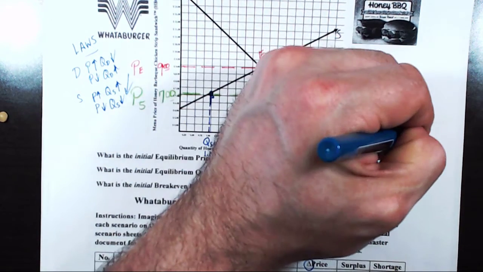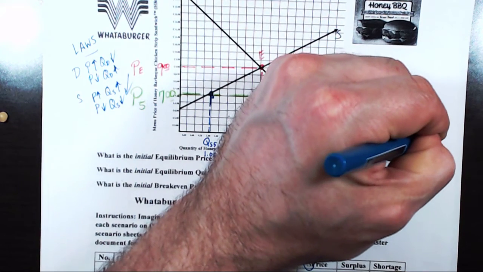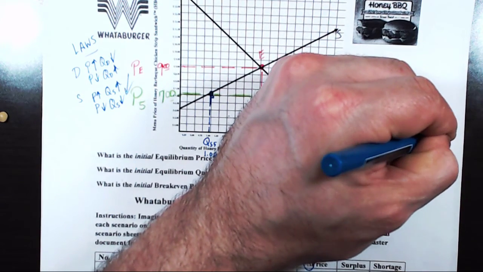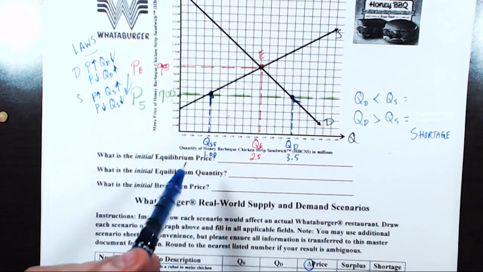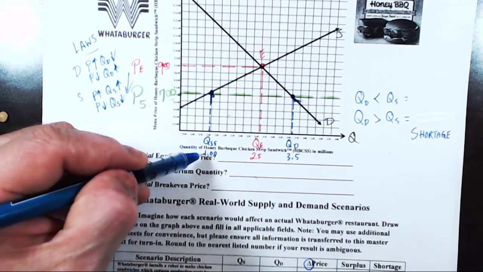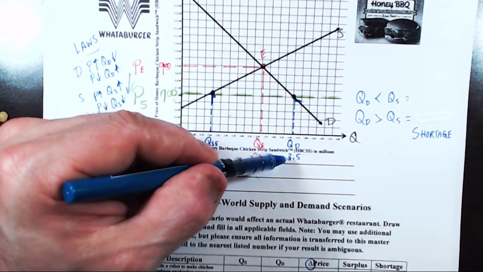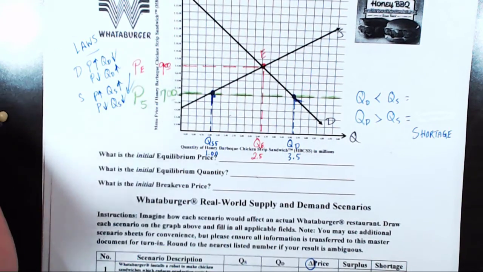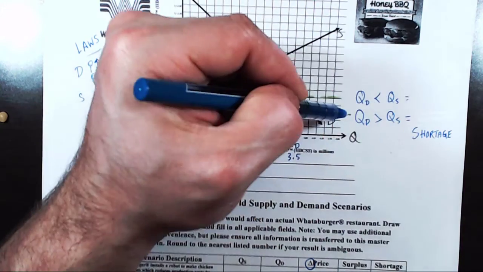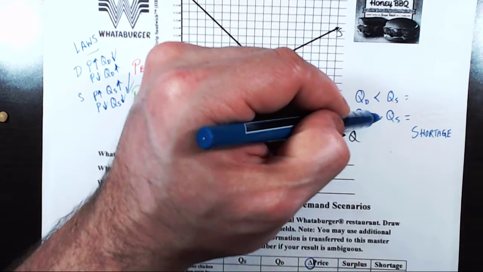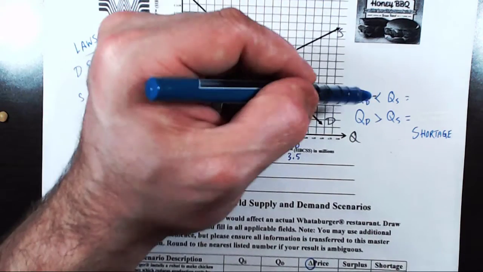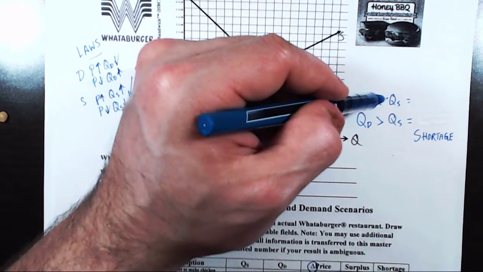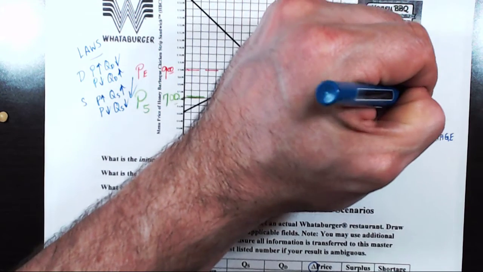We have a shortage. All right, it makes sense because there are more people demanding the sandwich than we have sandwiches. We only have 1 million sandwiches, but people are demanding 3.5 million, so we're short by 2.5 million sandwiches. So the quantity demanded is greater than the quantity supplied. That constitutes a shortage. If the quantity demanded is less than the quantity supplied, that would constitute a surplus.